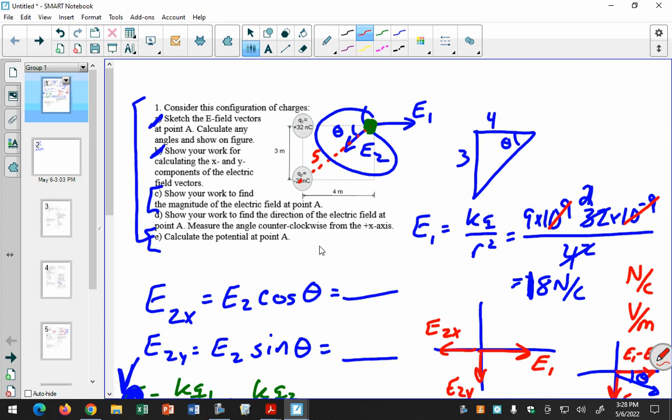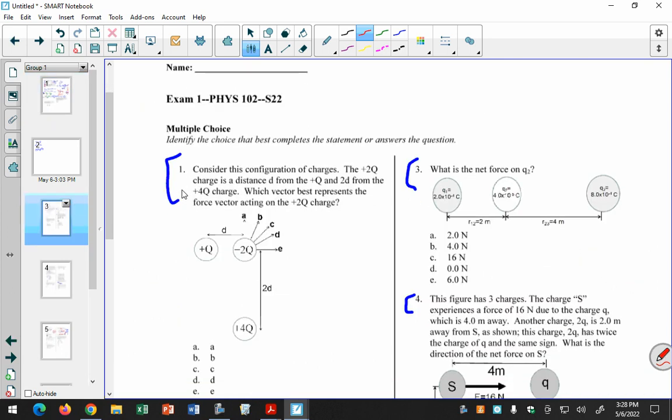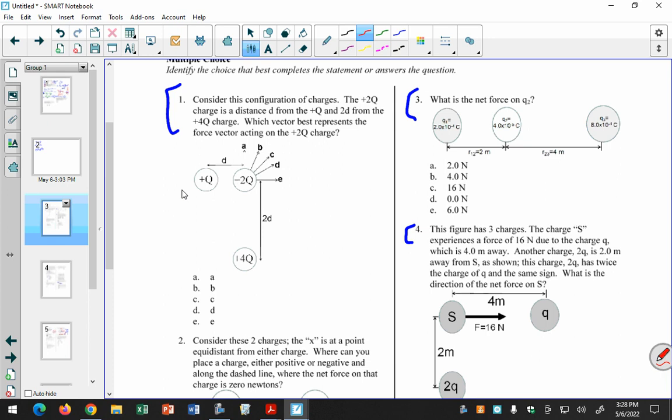I'll tell you, it's either going to be C or D and E. You have to find the magnitude or the direction, which I understand involves a whole lot of work leading up to that, and then also calculating the potential. That's why I'm telling you that now. Can we do one on this test? Sure.